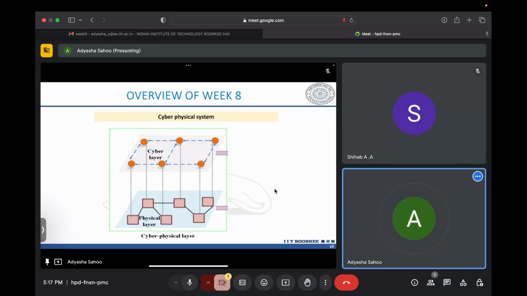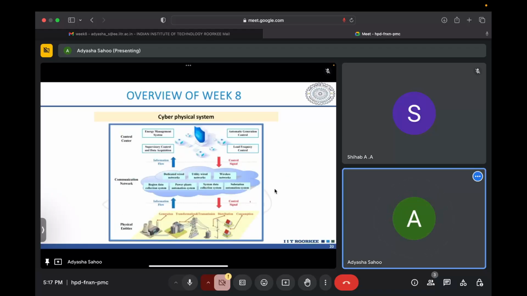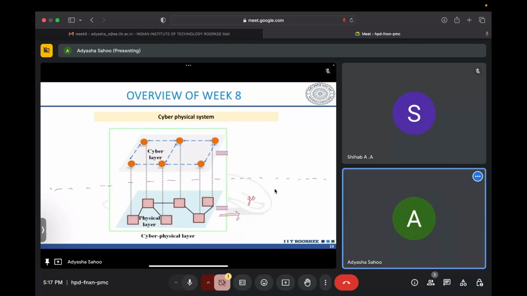So earlier in the system, we had only the physical layer. We did not have communication infrastructures and all. The physical layer basically consists of the actual components of the power system, such as your generators, loads, lines, substations, transformers, and other devices. So those are the physical layer of the system.